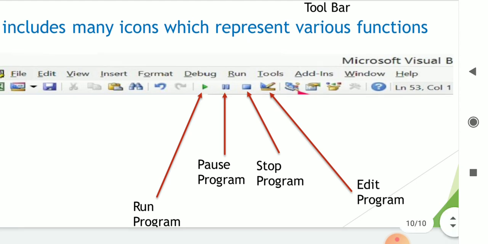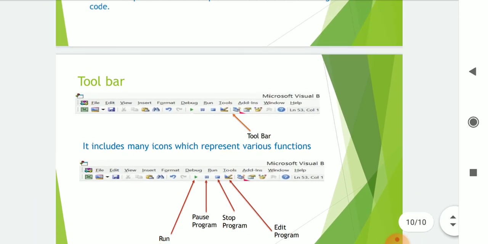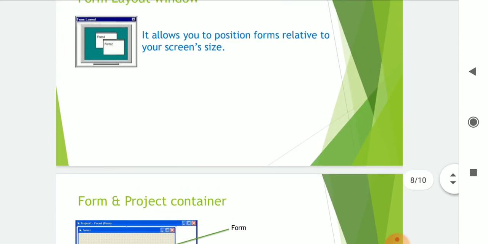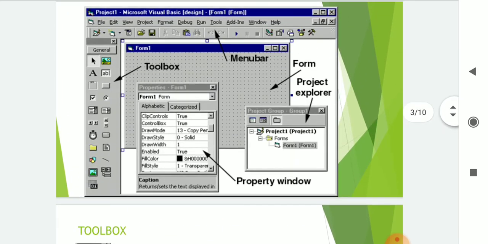So here are the total window components which you will use in Visual Basic when you open it for writing programs. So this is all the components which are placed in the particular Visual Basic window.